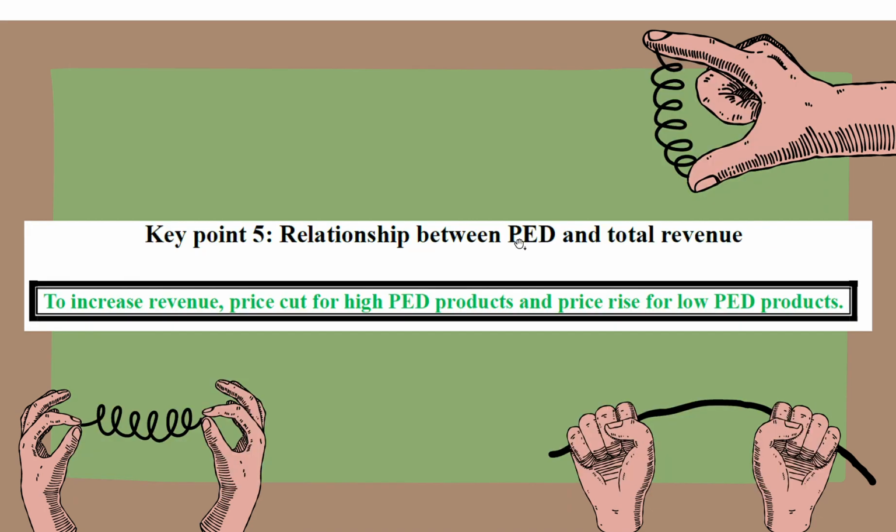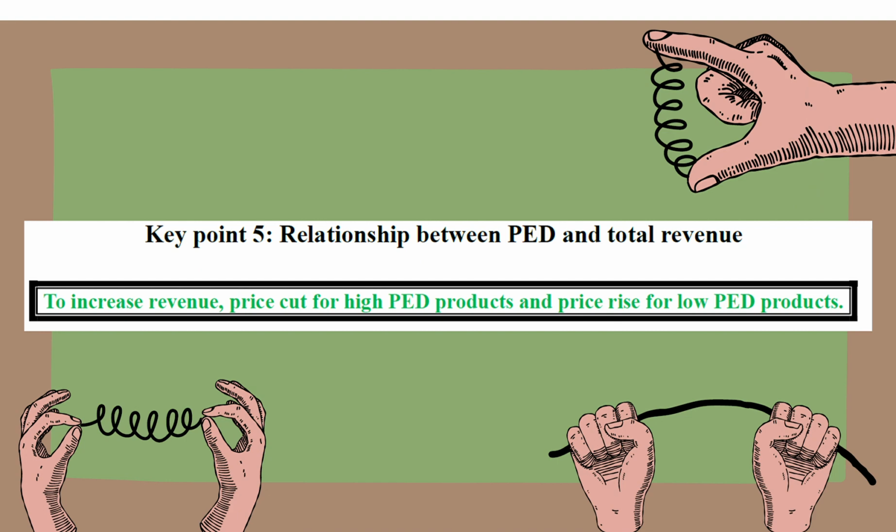So, the relationship between PED and total revenue. To increase revenue, use price cuts for high PED products and price rises for low PED products. This is from the producer's point of view, total revenue. You know, revenue is price times Q, right? P times Q. So whichever changes more determines whether revenue increases.